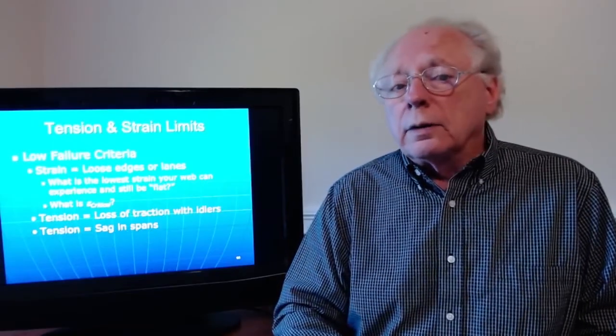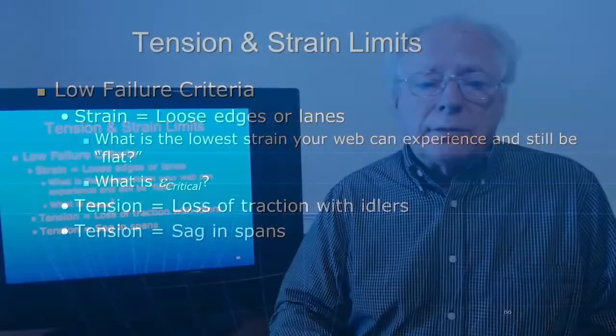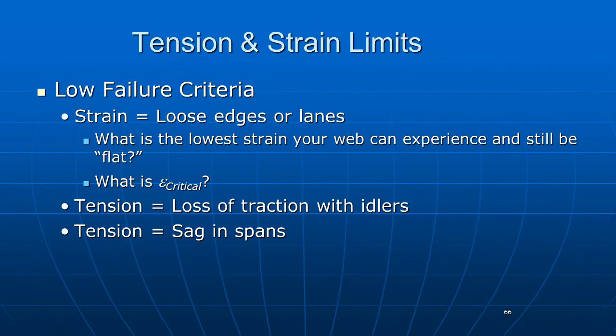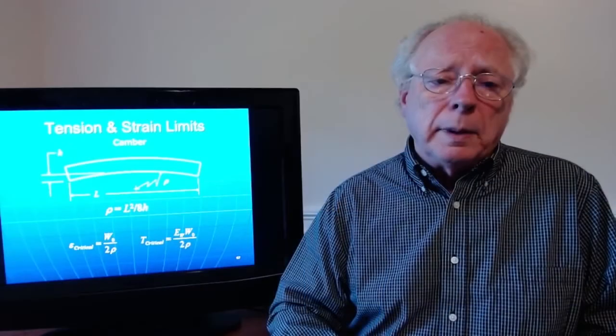Now, low failure criteria. For strain, it can be loose edges, maybe from a cambered web or a web that's got some waves in it and things like that. It can be loss of traction with idlers. It can be sag in long spans.